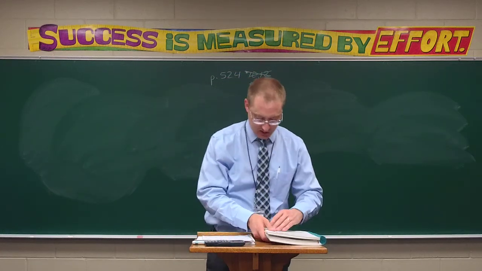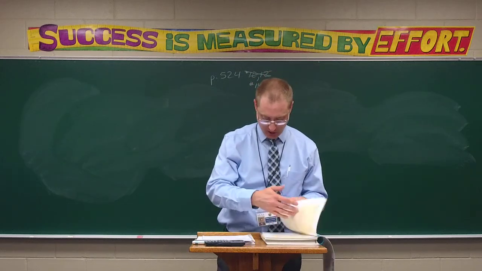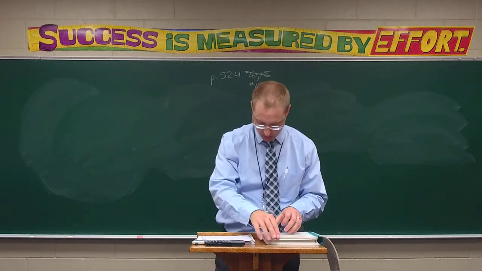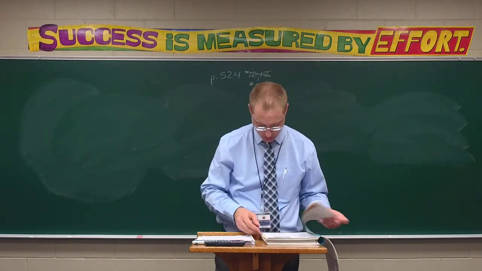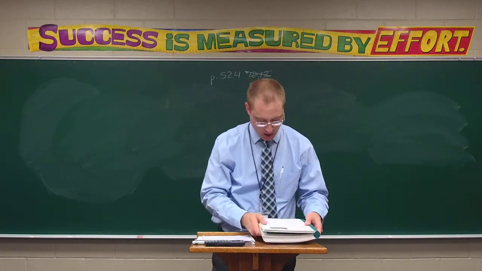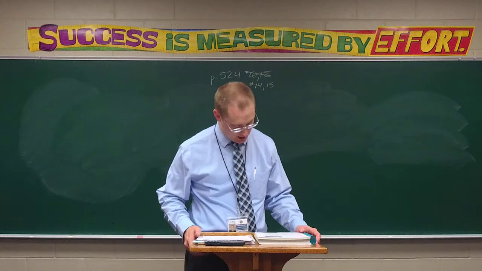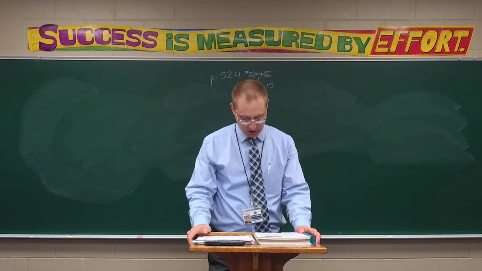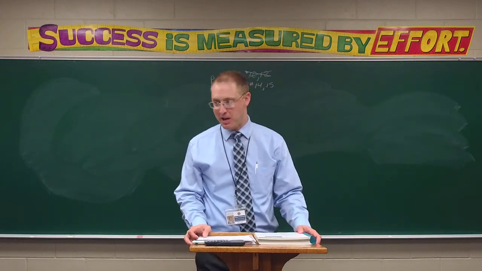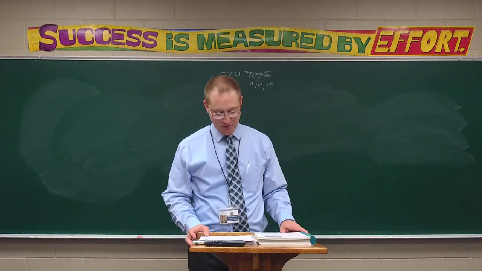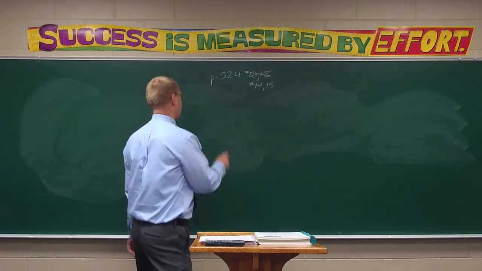Turn over to page 547 then. Page 547. Do numbers 5 through 10. Some of these will be a little bit more interesting than what we've been doing. 5 through 10 on page 547.